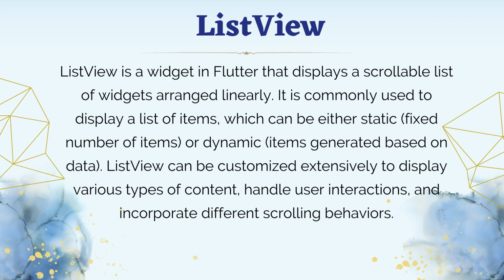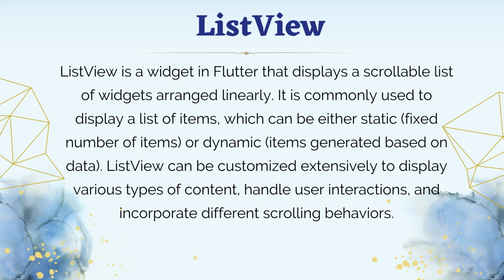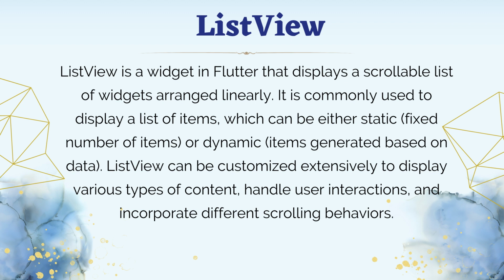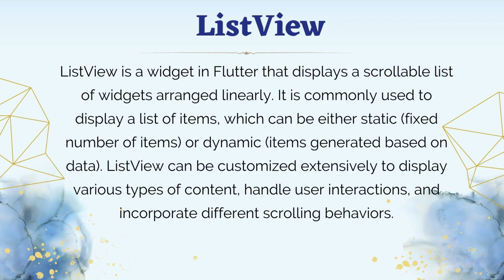ListView is a widget in Flutter that displays a scrollable list of widgets arranged linearly. It is commonly used to display a list of items, which can be either static, a fixed number of items, or dynamic items generated based on data. ListView can be customized extensively to display various types of content, handle user interactions, and incorporate different scrolling behaviors. In this tutorial, we will create different types of ListView: static ListView, dynamic ListView, and interactive ListView.